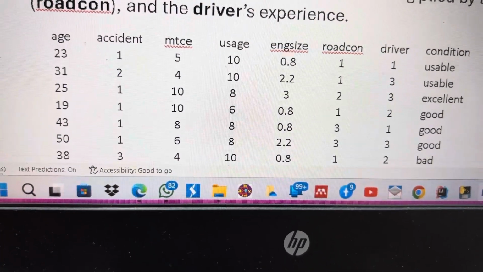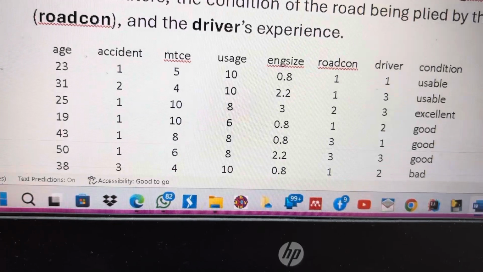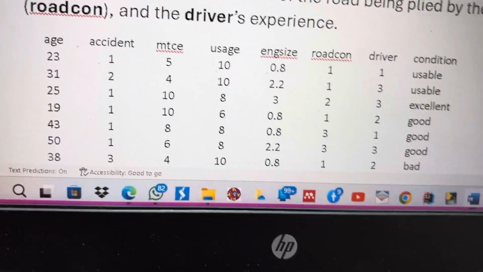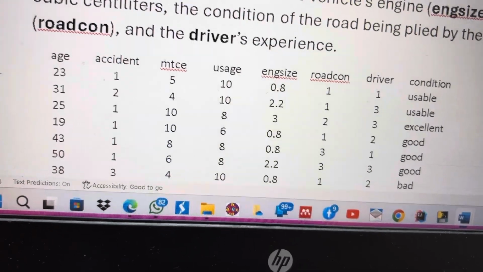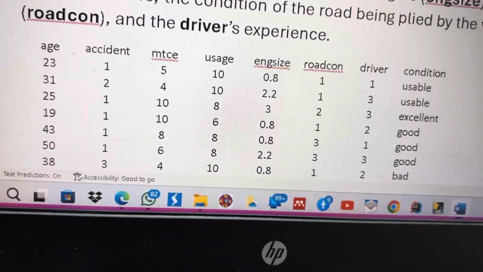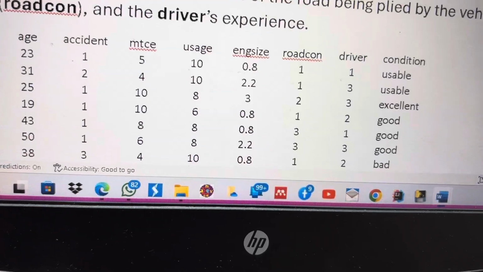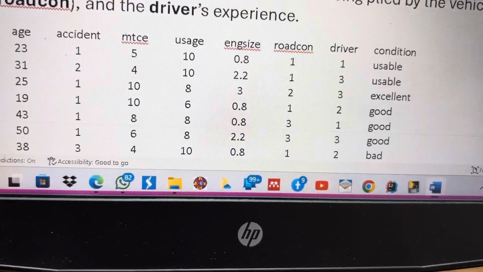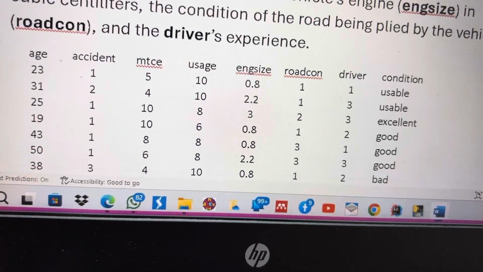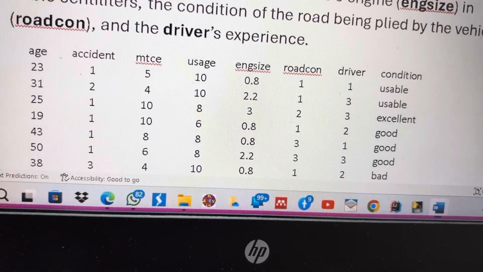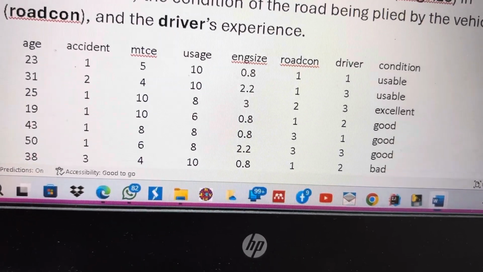Accident here means that if there's 1, the person has had 1 accident. 2 means 2 accidents, 3 means 3 accidents, and 0 means it has no accident at all. Then maintenance is the frequency of maintenance, say 5 times in a quarter, or 4 times in a quarter, or 10 times in a quarter, or 6 times.